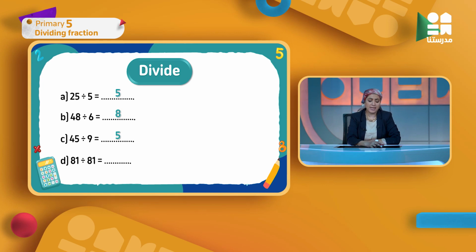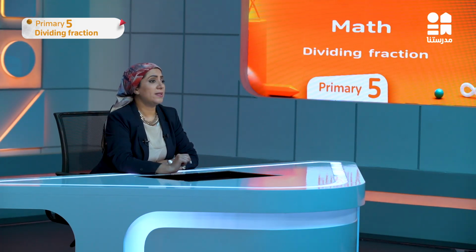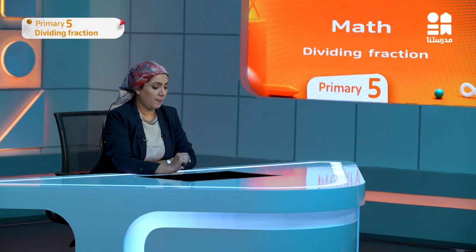Letter D, 81 divided by 81. In table 9, I have both of them. I can simplify both of them, or I can just divide them by each other and the answer will be 1, because we know that when I divide a number by itself, it gives me 1 all the time. Let's move to another point. Now it is dividing fractions.